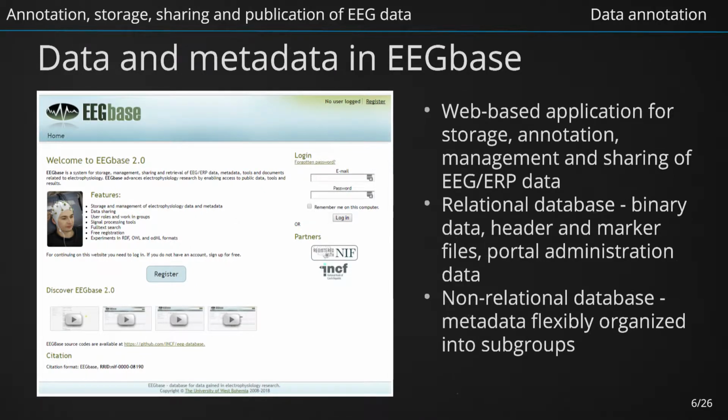EEG ERP data and metadata. It gathers all EEG or event-related potential data and information about them collected in the Neuroinformatics Laboratory at the University of West Bohemia. EEG data are stored as binary files in the brain vision format, together with VMRK and VHDR files and portal administration data. They are stored in the relational database.